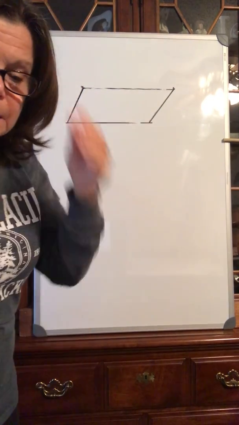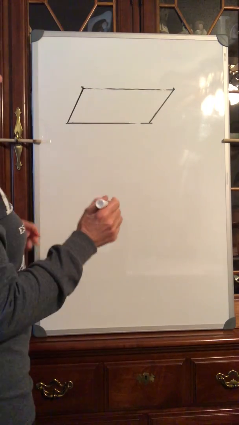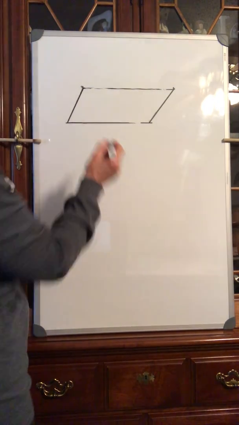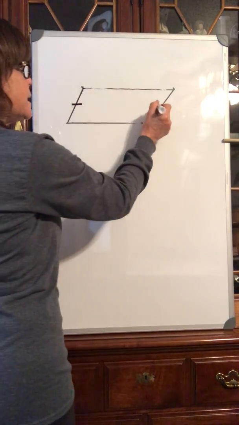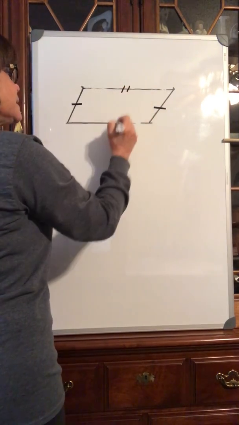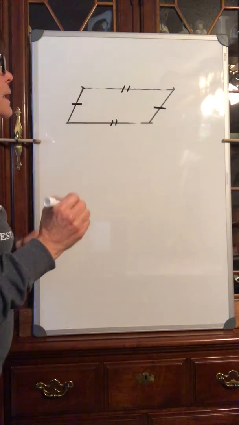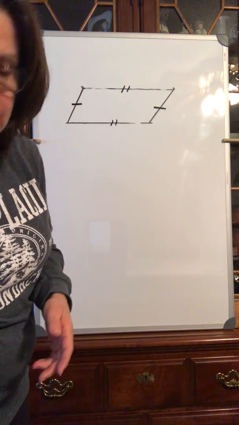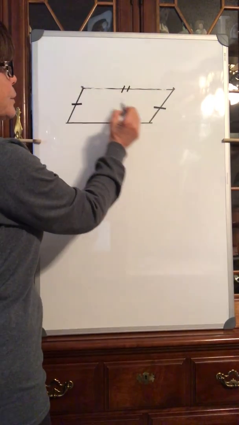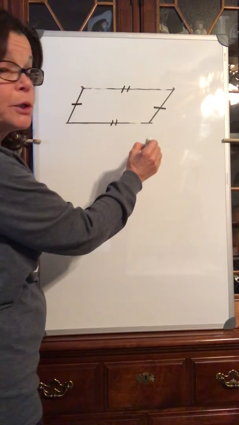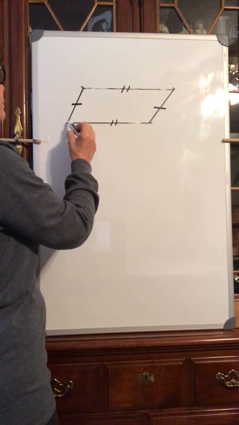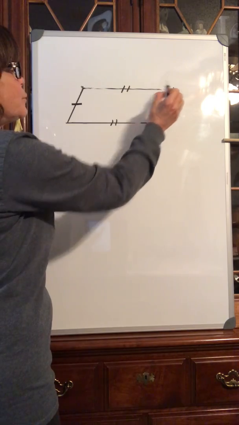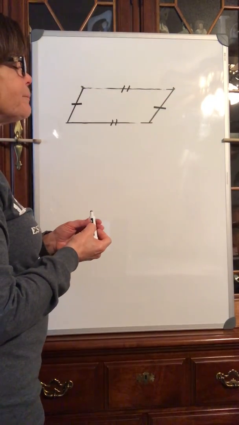Okay, so in a parallelogram, opposite sides are parallel and opposite sides are congruent. So this side and this side would be congruent. These two sides would be congruent. In a parallelogram, the diagonals are not congruent. So if you look at the diagonal from this corner to this corner, that would be your shorter diagonal, and the diagonal from this corner to this corner would be your longer diagonal.